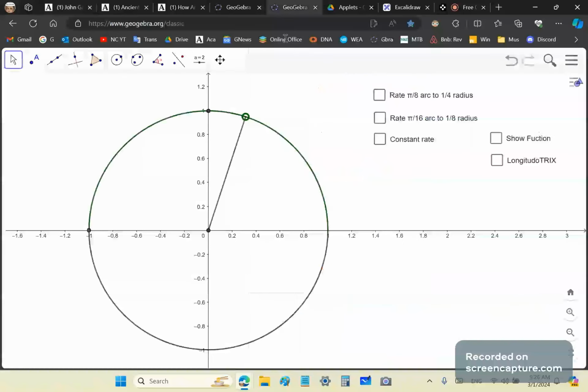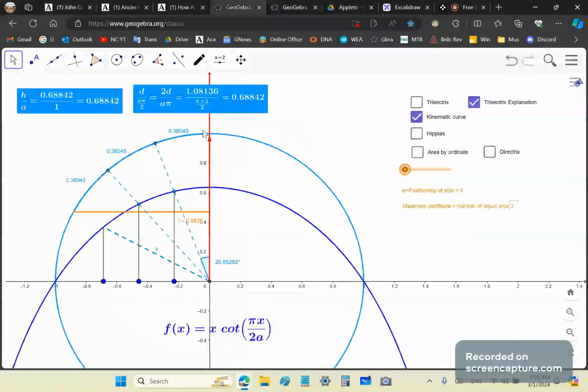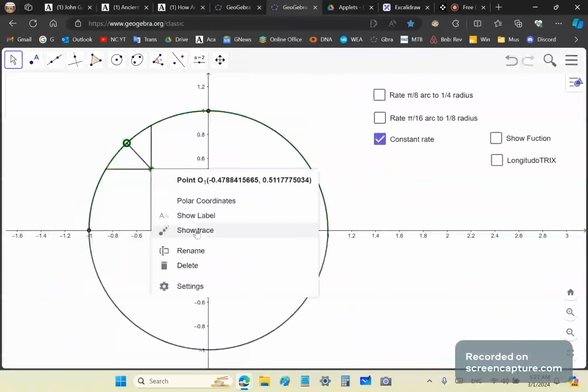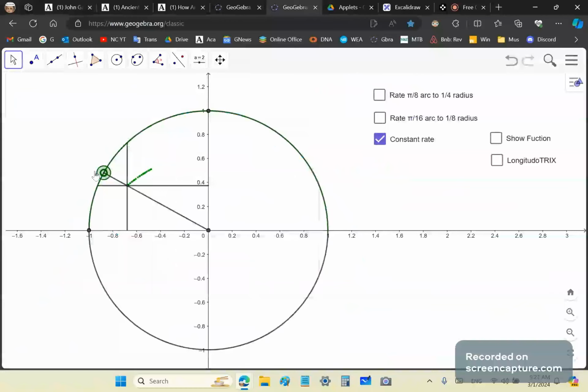Coming back to this, you're looking at the rate of a circular arc to the radius. It's the same concept here. So this arc is increasing at 3.36 to 0.333, as you see down here. If you're doing this at a constant rate, then you'll have something like this. And you just simply move that, and this point here in the middle draws the curve. If you want to see the actual curve, let's put a trace on this, and you'll see the curve, and that is the quadratrix. That's how you construct it geometrically.